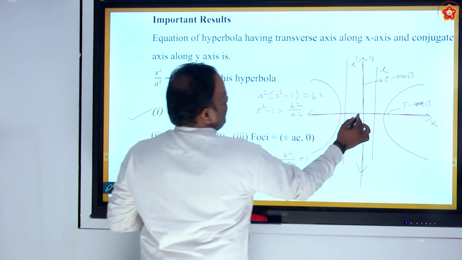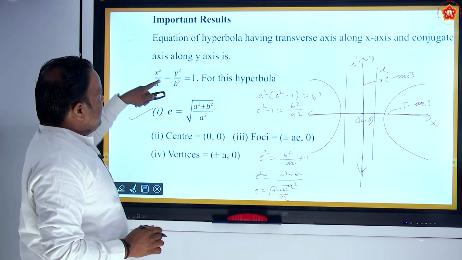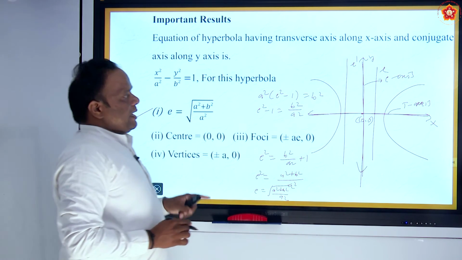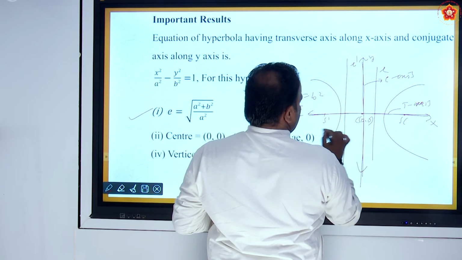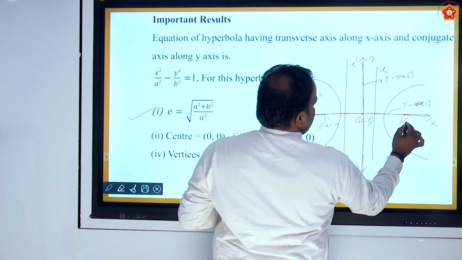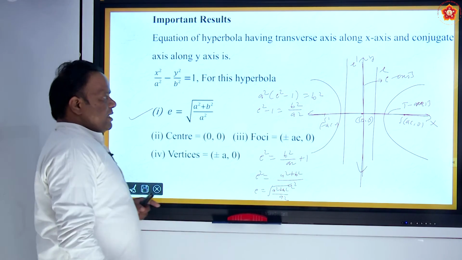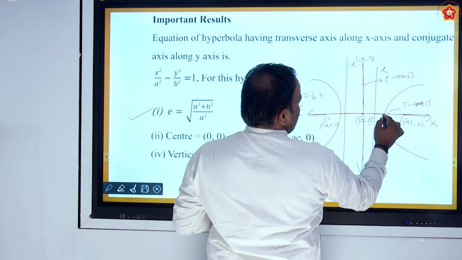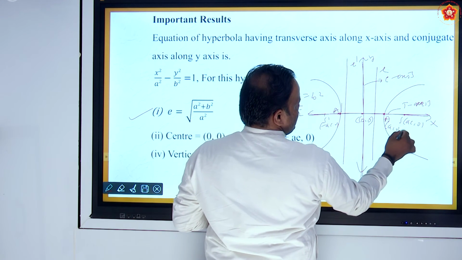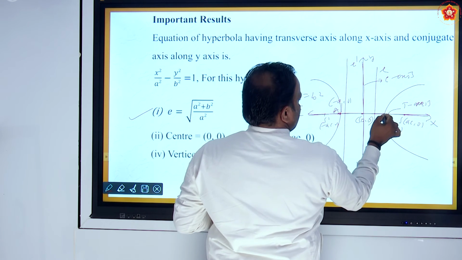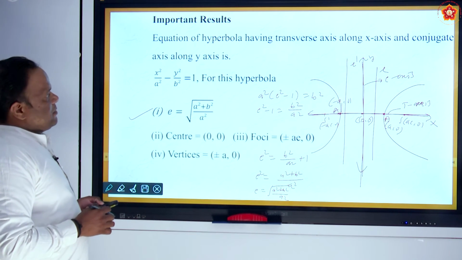Center is common. The center of the hyperbola is always the origin. This center is the origin in this type of hyperbola. And foci we already found. This is called S, the foci. Here is S dash. Here is minus ae comma 0, here is plus ae comma 0. Combine these two: plus or minus ae comma 0. Vertices: we take vertices here, A and A dash. A is a comma 0, this is minus a comma 0. These are called the vertices of the hyperbola, plus or minus a comma 0.